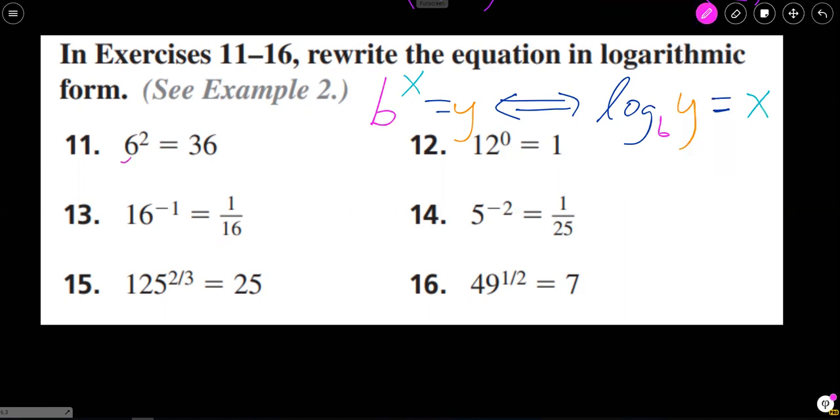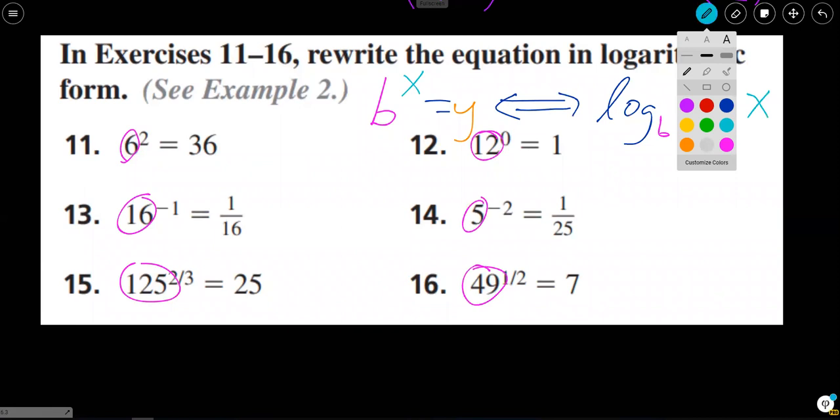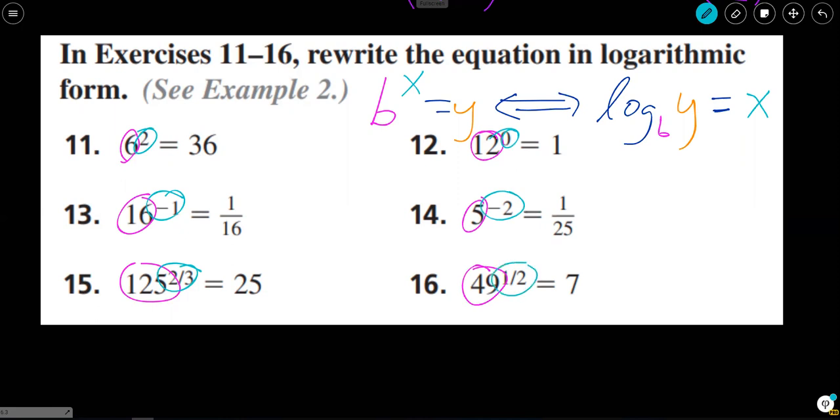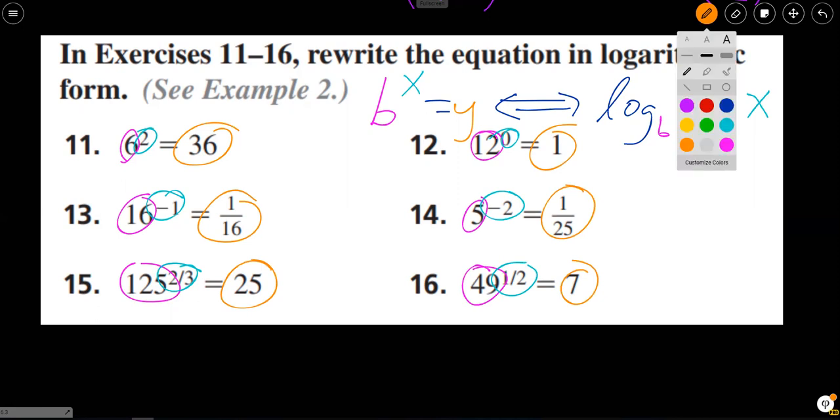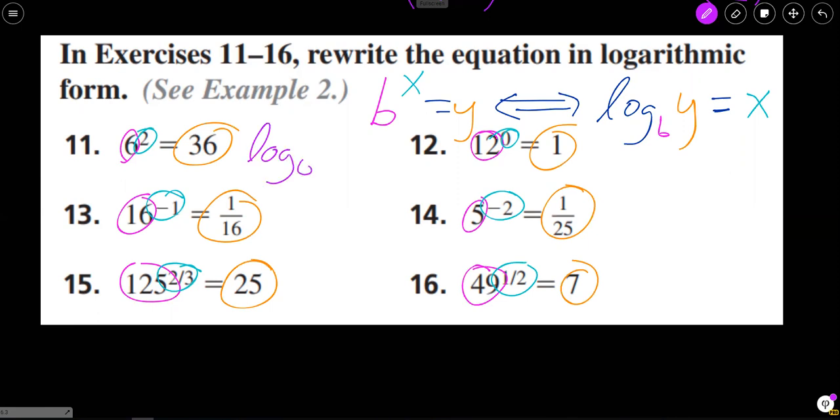Again, I can just go through, find all my bases, 6, 16, 125, 12, 5, and 49. I can find all my powers, second power, negative first power, 2/3 power, 0 power, negative 2 power, and 1/2 power. And then finally my y values, 36, 1/16, 25, 1, 1/25, and 7. So if I'm going to convert this, it goes very fast again. And I'm going to keep this all in one color again because it's just too much to change back and forth. But it's going to be log my base b, which in this case is 6. So log base 6 of 36.